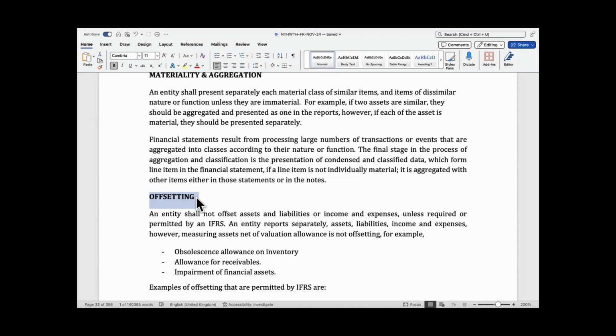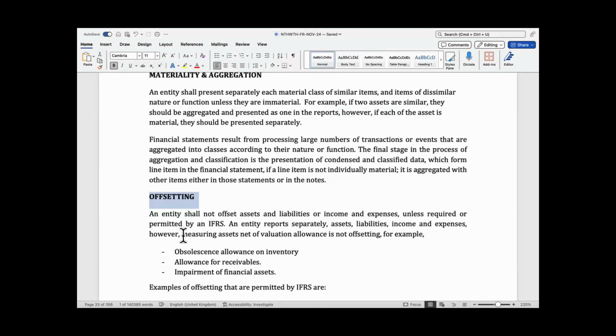If your company is owing somebody, put it there, whoever the person is. If the same person you are owing is also owing you, put it there, that this person is owing me. That's why we have payables and receivables. Present them separately. Don't offset. We don't permit offset, except where they are specifically required by IFRS.